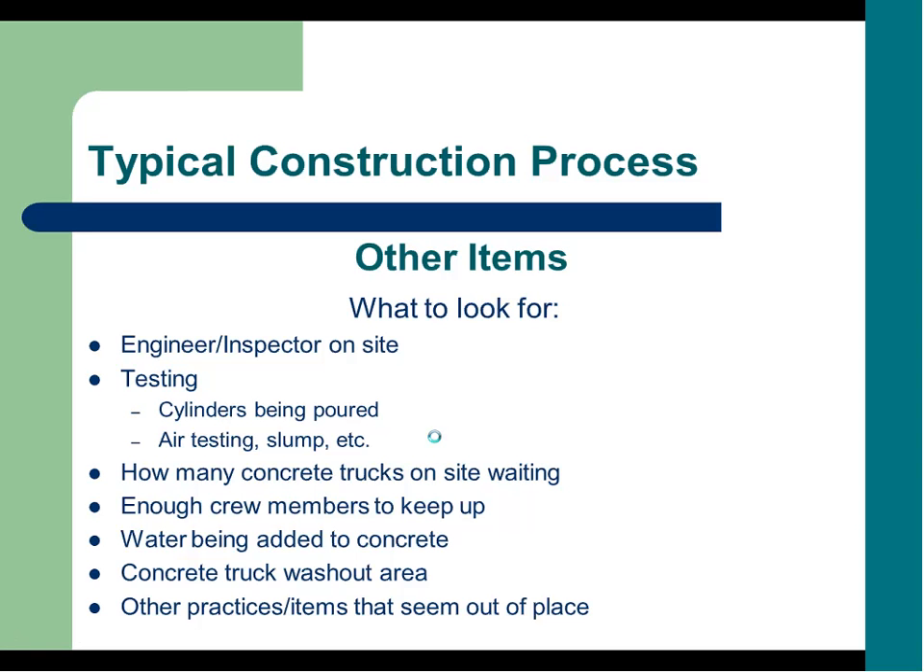Other items to look for: the engineer or the inspector for the engineer out on site, were cylinders being poured, air, temp, and slump being taken, how many trucks had visited the site, are there enough crew members to keep up, are they falling behind, how long have those trucks been there, is water being added to the concrete? If that is the case, it should show up on the ticket. If you see that water is being added, you want to make sure that the ticket from that truck states how much water was added. That could reflect on your cylinder breaks, so it's good to know, and it needs to be there for documentation of the construction. You might not need to receive that, it just needs to be documented.